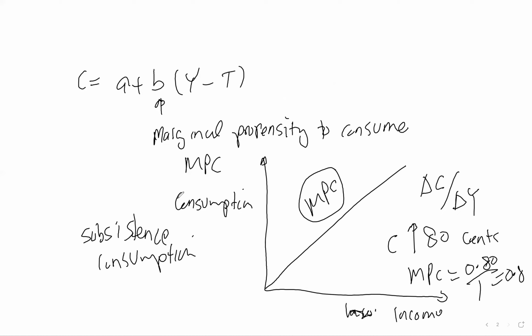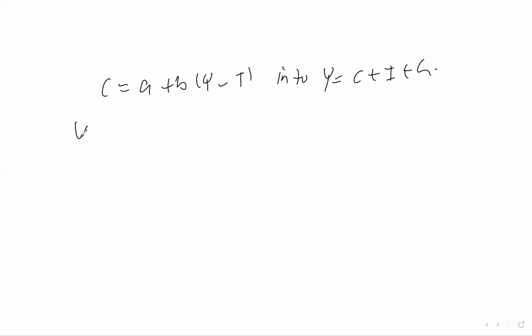So we let the consumption be represented by this equation. Now we're going to substitute C, which is C equal to A plus B times Y minus T, into our main equation, Y is equal to C plus I plus G. So when we do that, we get Y is equal to A plus B times Y minus T, plus some level of investment plus some level of government purchases.